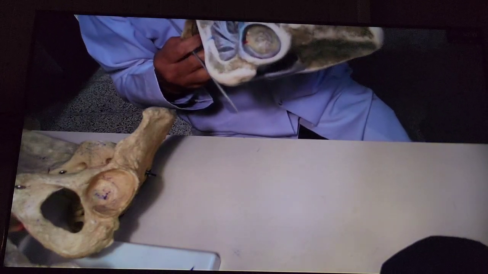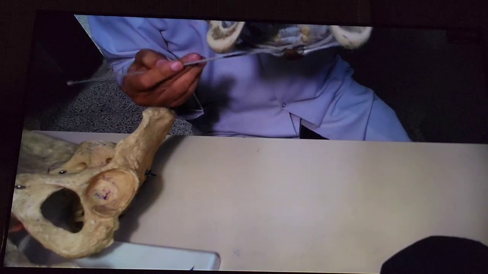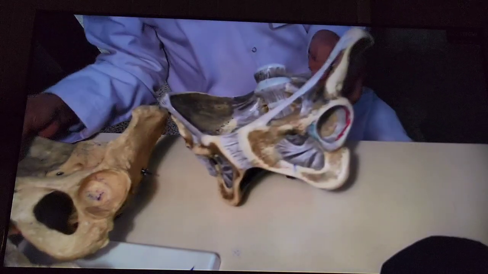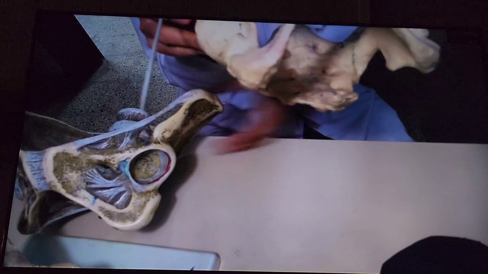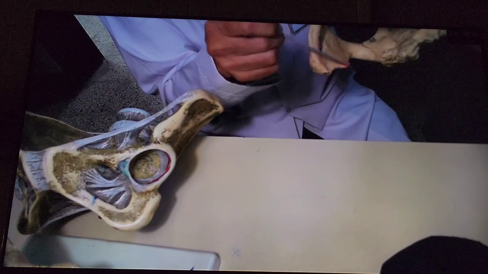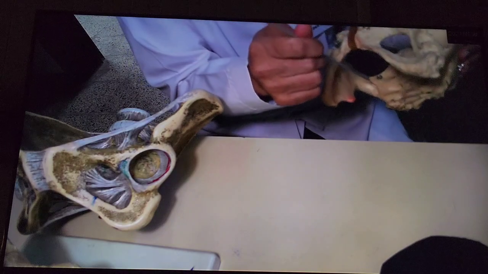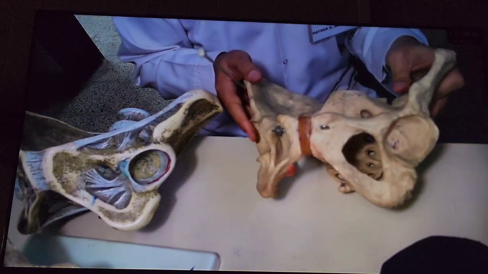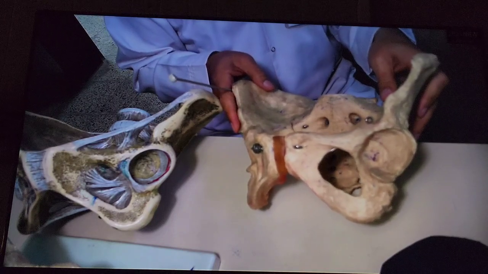The least pelvic dimension or diameter is between the two ischial spines. So see here, this red colored area is the ischial spine, the two ischial spines. This is the least pelvic dimension or diameter, and this is about 9.5 centimeters.